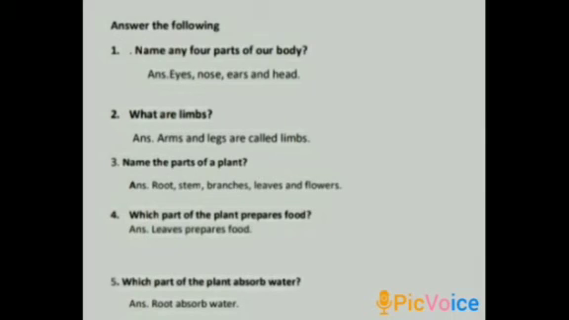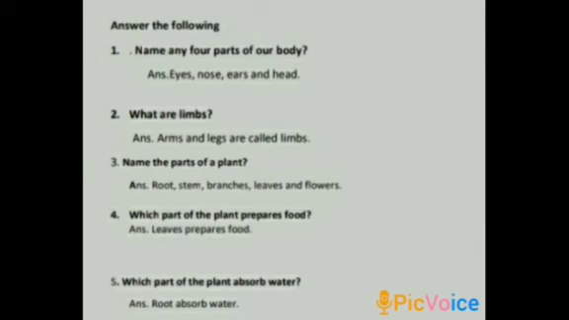Answer the following. First one, name any four parts of our body. Answer eyes, nose, ears and head. Children, you can write other body parts also. Second one, what are limbs? Arms and legs are called limbs. Third one, name the parts of a plant. Answer root, stem, branches, leaves and flowers. What are the main parts? Root, stem, branches, leaves and flowers.